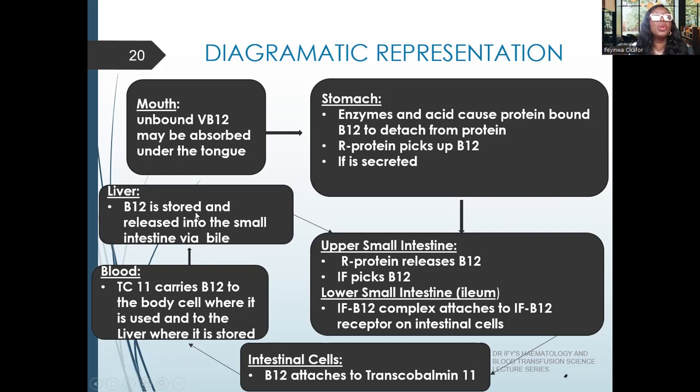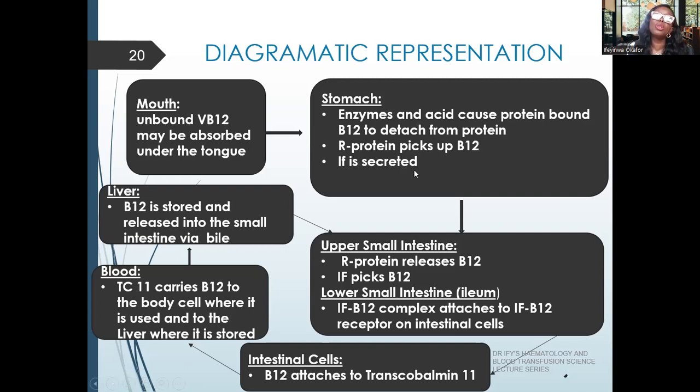The B12 is stored in the liver, and it can be released into the small intestine via bile when it is needed. And the process continues itself again. What happens in the mouth: the unbound B12 can be absorbed through passive diffusion, and then the protein-bound B12 is chewed and moved down to the stomach, where enzymes and acid help in dissociating it first, and it quickly binds to R binders because the pH there favors binding to R binders.